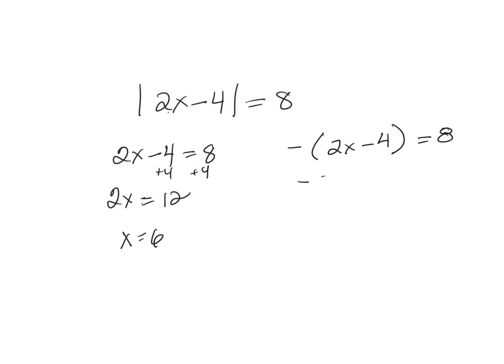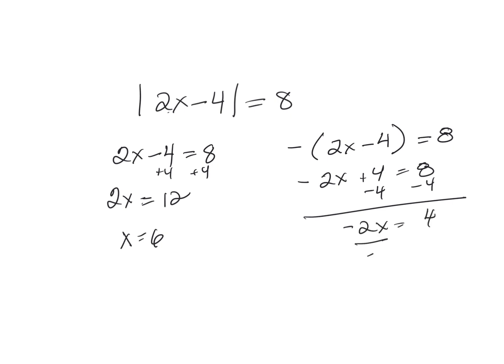All right, distribute. Subtract 4 from both sides. Divide by negative 2. X equals negative 2. Negative 4 minus 4 is negative 8. Absolute value of negative 8 is 8.